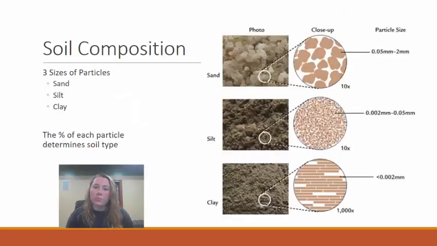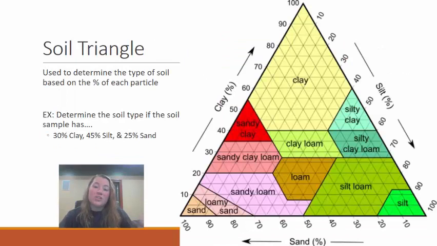Soil is composed of three different sized particles. The largest of the three is sand, the medium-sized would be silt, and the absolute smallest is clay. Now it's important to remember clay is super tiny compared to sand. It's significantly smaller. When we're trying to determine the actual type of soil that we're working with, it's determined based off of what percentage of that soil is made of each of these three particles. Now we can determine that by using what's called a soil triangle.